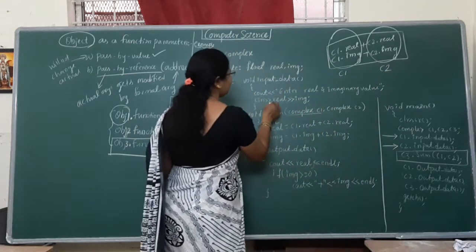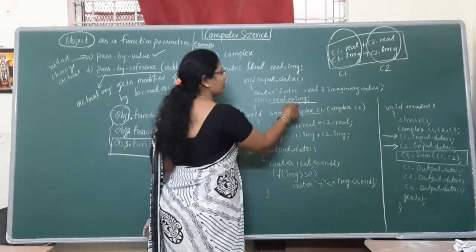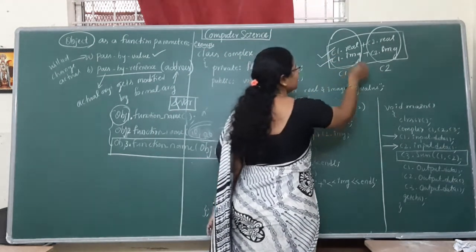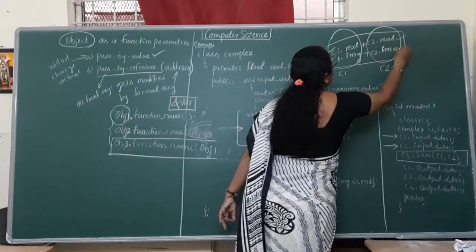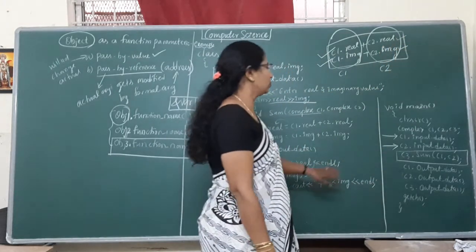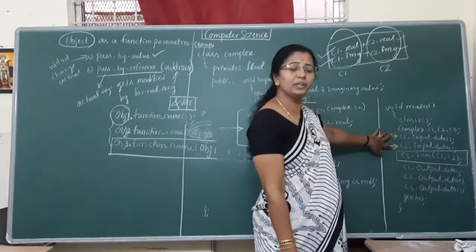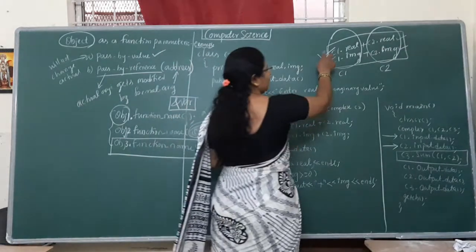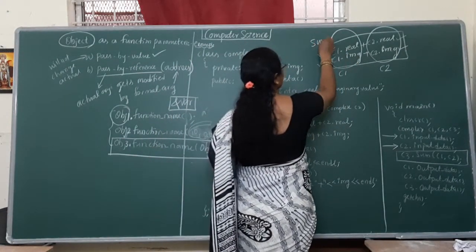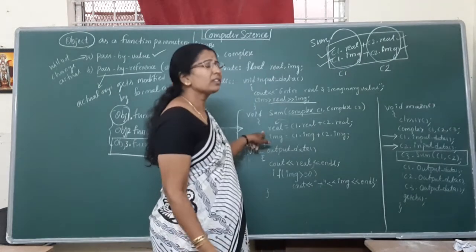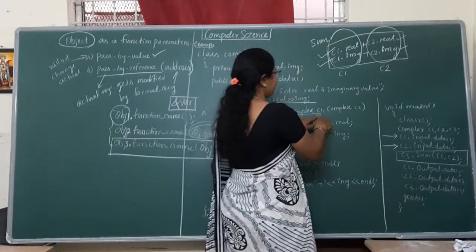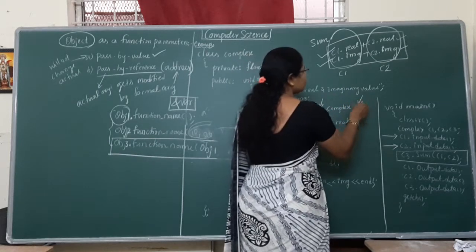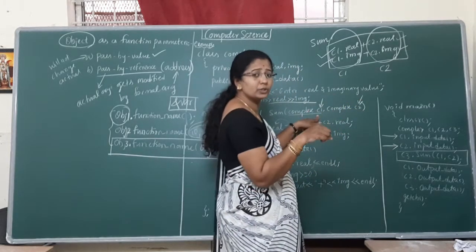It will take two values, one for real and one for imaginary, for C1. Similarly, one for real and one for imaginary for C2. So two input functions have been invoked. Then it will apply the addition among these two with a function called sum. How will it take them? The copy of C1 will be copied into C1, and the copy of C2 will be copied into C2.